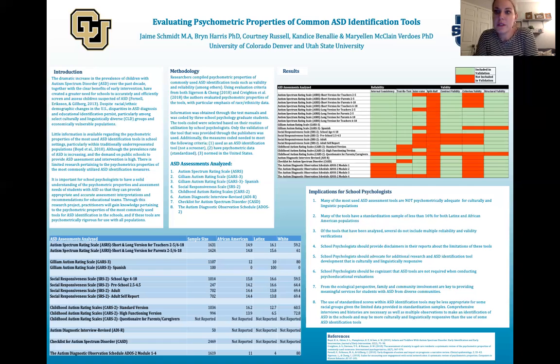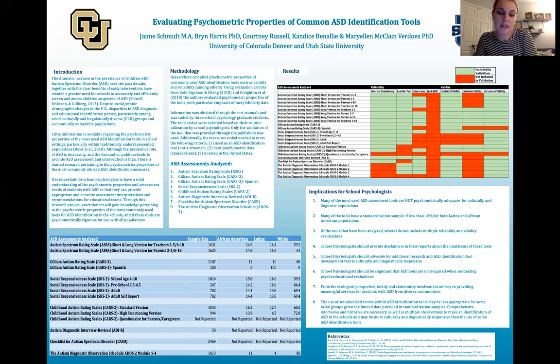So the results. As you can see on this poster, in the top right, the green indicates that the assessment included the psychometric, and the red means that it did not. And as you can see, several of the measures analyzed did not include multiple reliability and validity analysis for standardization. Most assessments included internal consistency except the ADOS, which did not include this measure for any of their modules. Most assessments also included test-retest information for standardization.